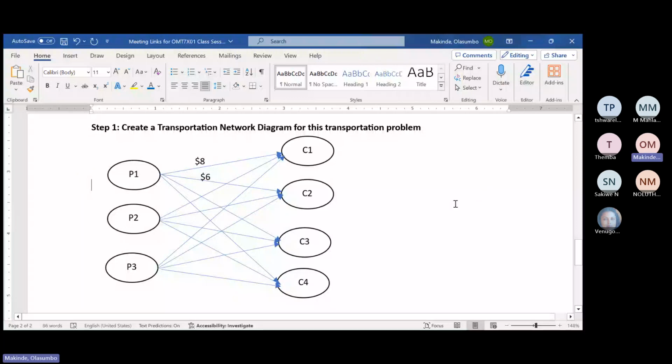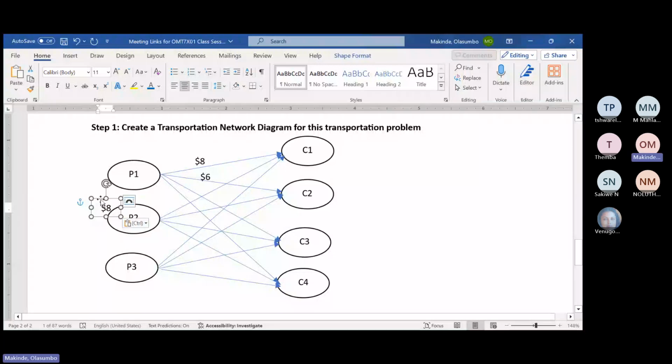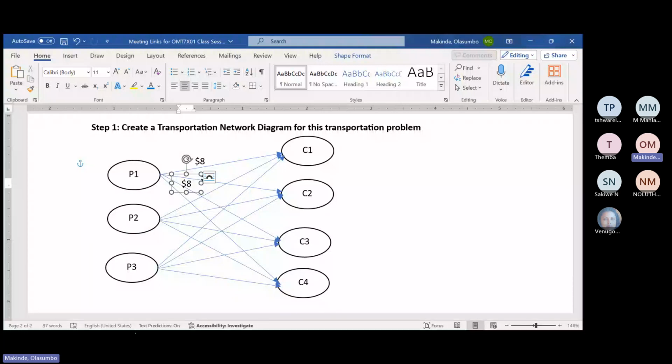Then plant 1 to city 3, just place it anywhere so that at least you see it on the arrow to say that arrow is going from plant 1 to city 3. And you can see the cost. The cost is $10.